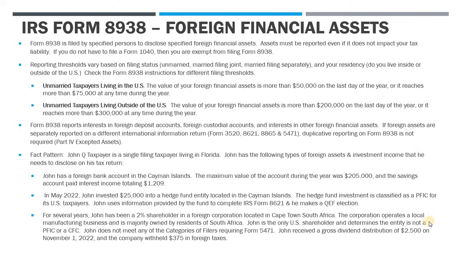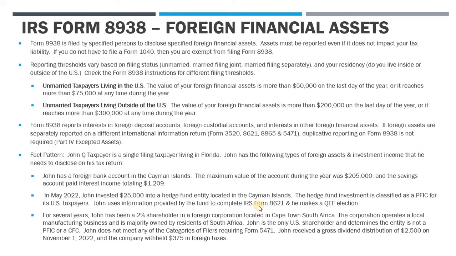For all the U.S. investors in there, they have PFIC reporting obligations. So John uses the information that the hedge fund provides to him to complete the 8621, and he makes a QEF election on the 8621. Now, it's this reporting that, again, we're going to try to eliminate the duplicative reporting, right?